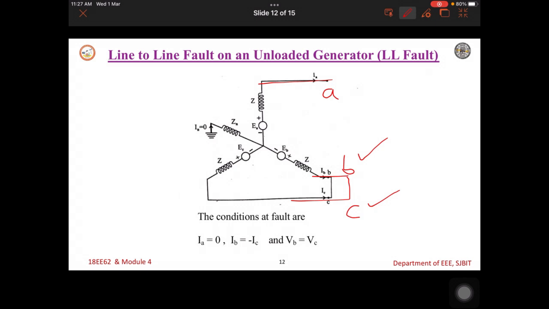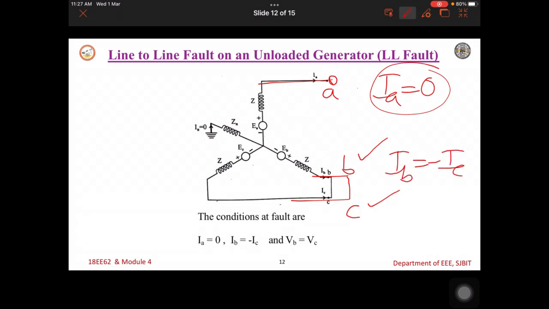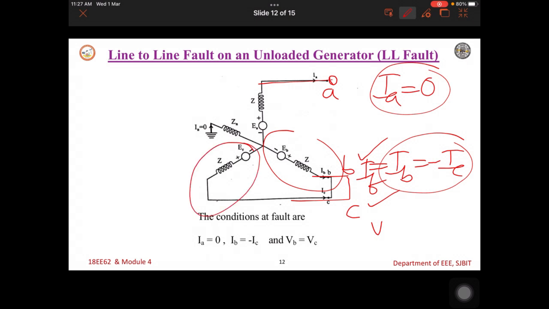If the line to line fault takes place and the generator is unloaded, with no load connected, the current IA will be 0, because no current flows when it is unloaded. Here IB is equal to minus IC. This is the fault current. The B and C phases are connected in parallel, and their end terminals are shorted. Therefore, VB is equal to VC. So, let us use these initial observations for further analysis.